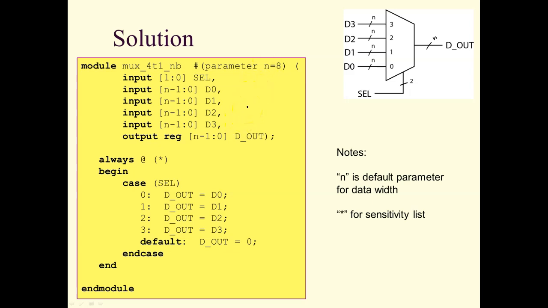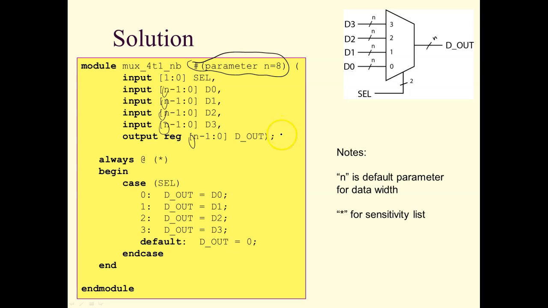This is an instantiation. So what we do here is we use this parameter. We define this parameter n, and we assign it to 8. So the parameter itself is n, and you can see n is used in the data widths of these declarations here. So n is variable, it can be assigned to anything.